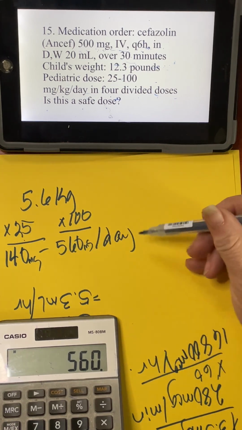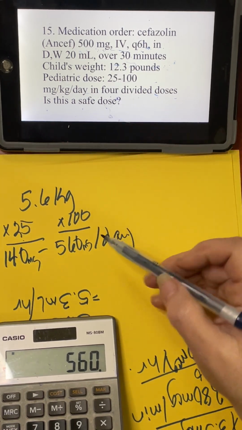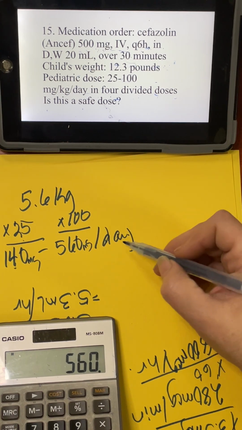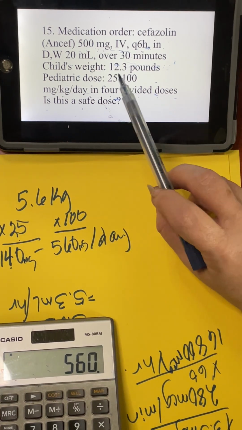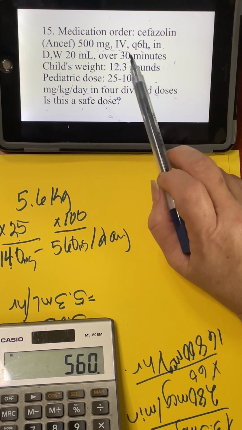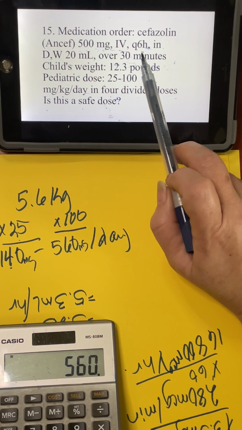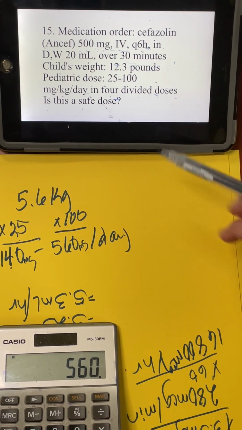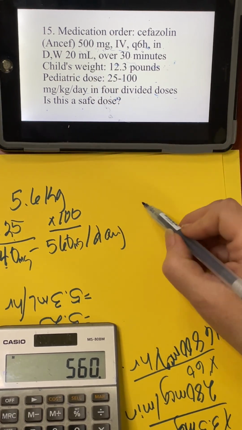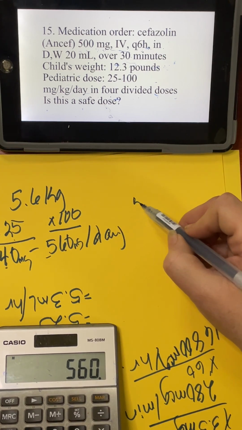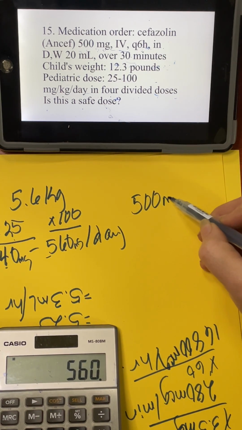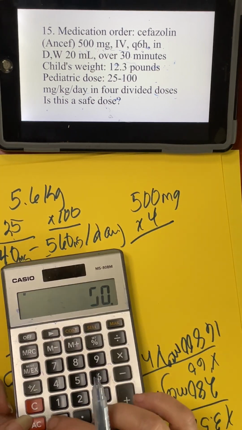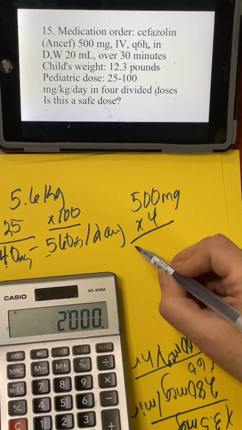And this is per day. So what he's ordering needs to fall in between these two numbers for it to be safe. And he wants 500 milligrams every 6 hours. How many sixes are in 24? There's 4, so he'll get 500 milligrams, which you know is going to be too much. But 500 milligrams per his order, 4 times a day. I'm going to do it 500 times 4 equals, that's 2,000.